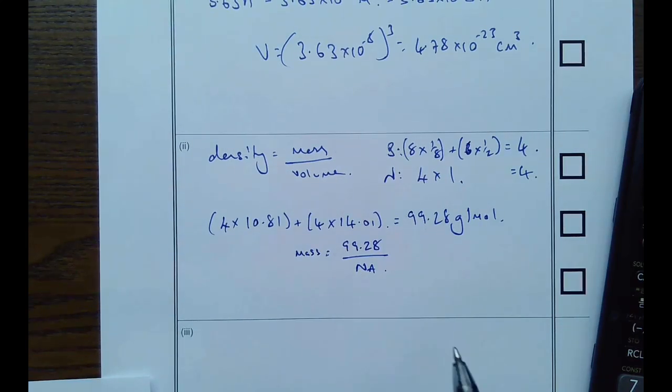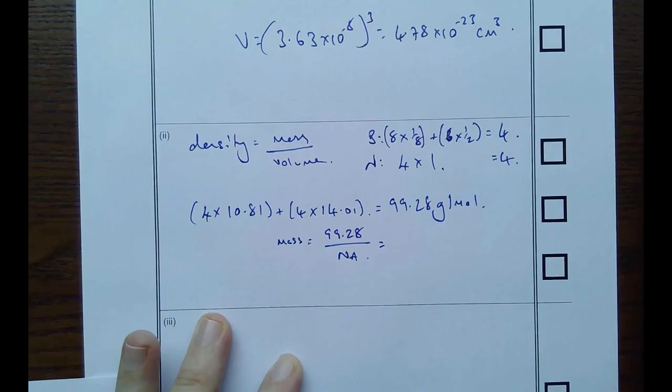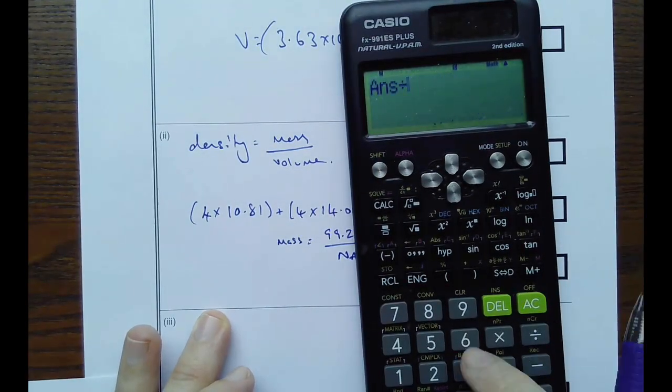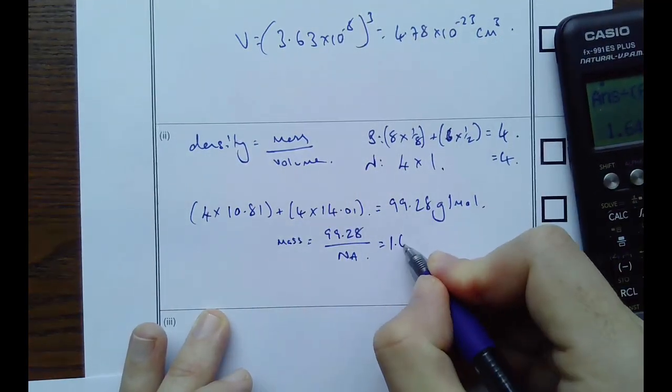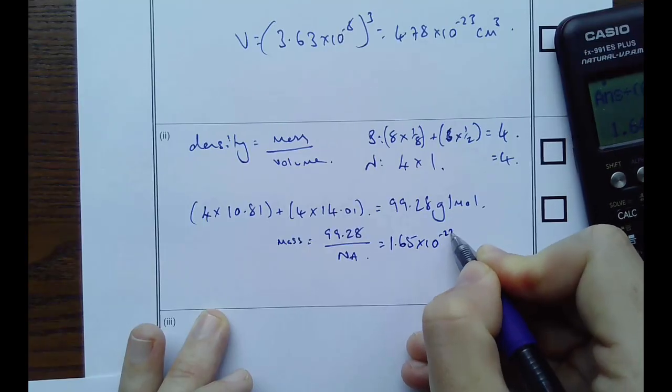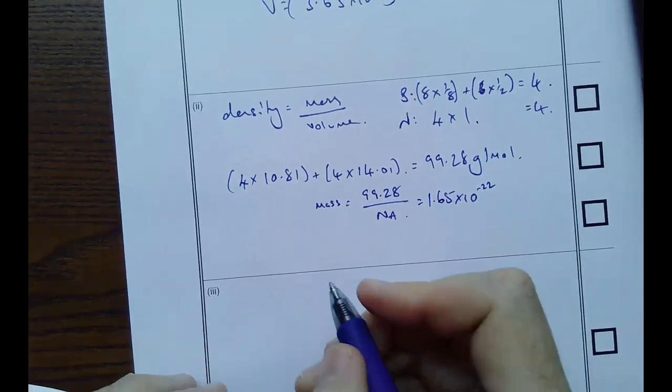So it's worth having a think about it if you're not 100% okay with that. So I'm going to divide that by 6.02 times 10 to the 23. It's going to be 1.65 times 10 to the minus 22. And then I can just do my density calculation.